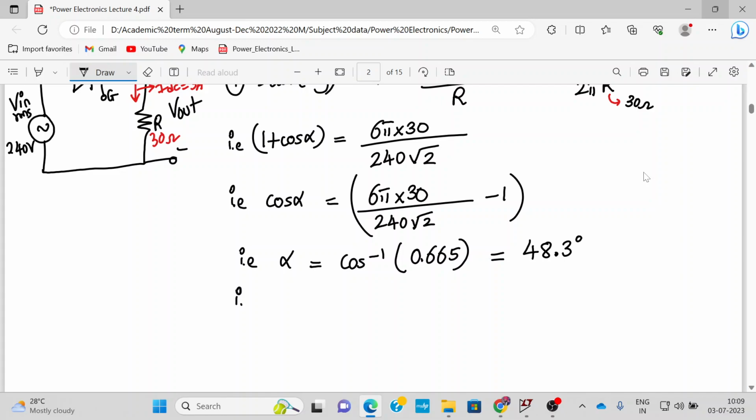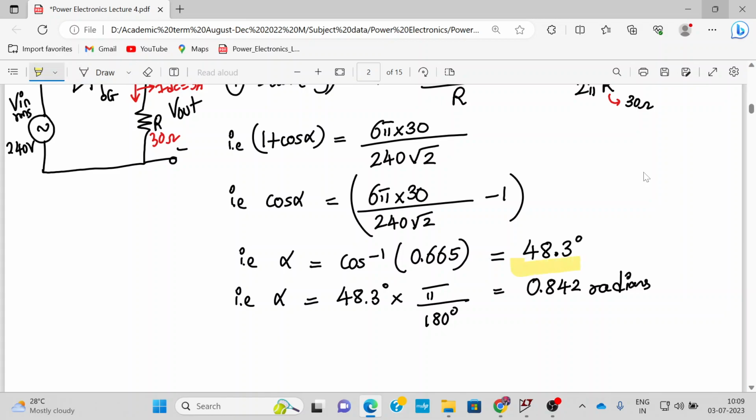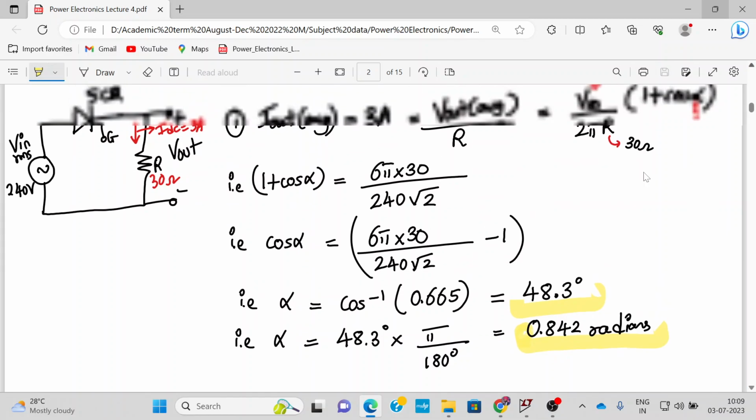Now let us find the firing angle in radians also. So radians will be 48.3 degrees into pi by 180 degree. All right. So if you calculate this, you will get it as 0.842 radians. Now this will be very helpful when we calculate RMS value. Okay, so this is the value of delay angle or triggering angle or the firing angle alpha. All right, if the average value of the current is given to you as 3 amperes. All right, this is about your alpha or the firing angle.